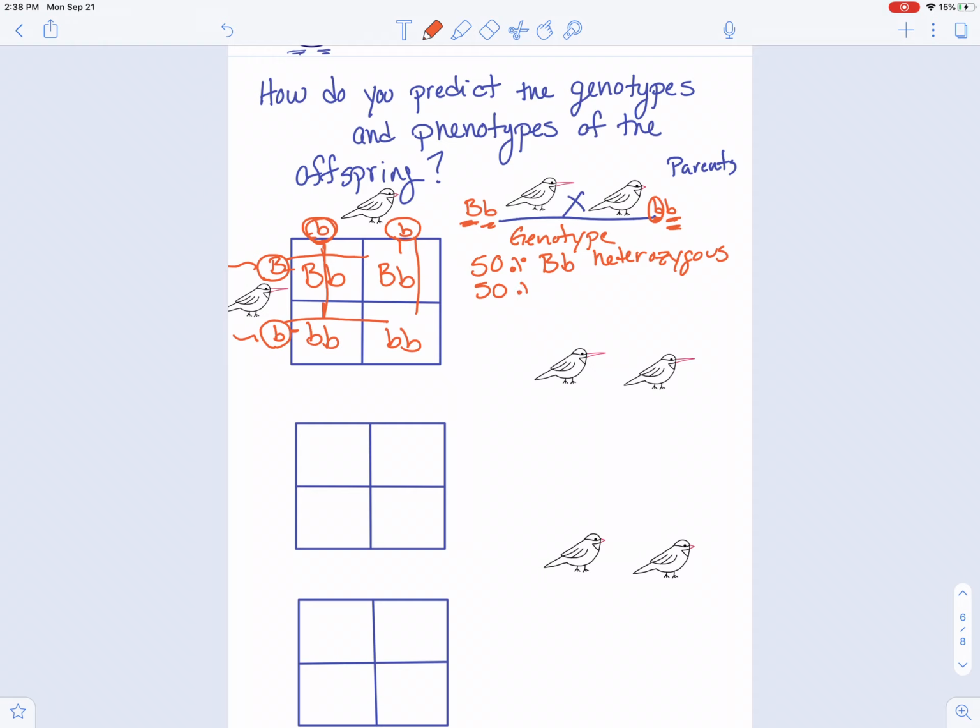50% are going to be little b, so homozygous recessive. Or if I'm talking about phenotypes, it looks like 50% of them are going to come out with a long beak, and 50% of them are going to have a short beak.